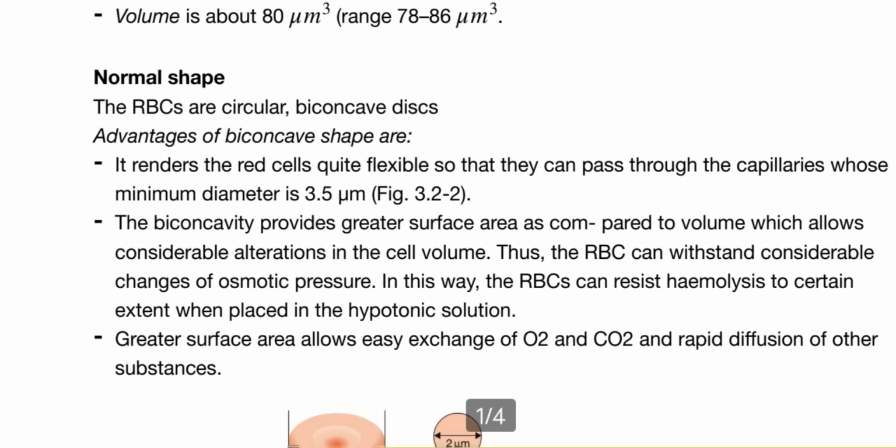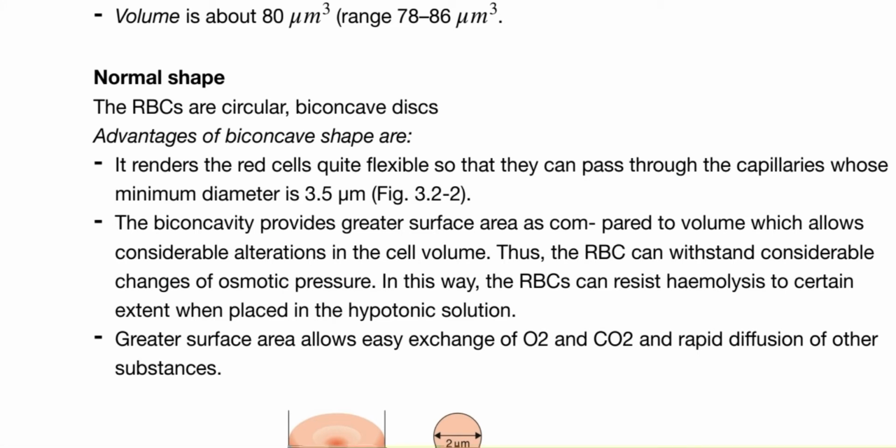Normal shape. The RBCs are circular biconcave discs. As we all know, the shape of RBC is biconcave and it is a disc shaped structure. Now, the advantages of biconcave shape. This is one of the important questions in RBCs, so we'll have to remember these advantages.